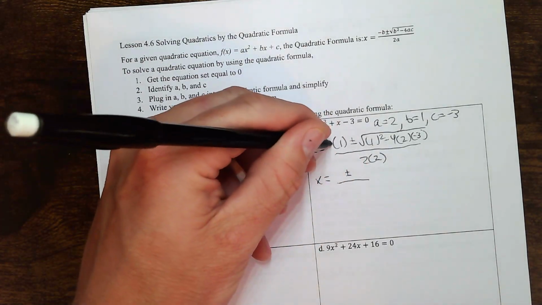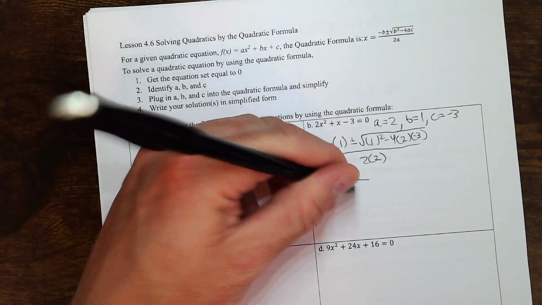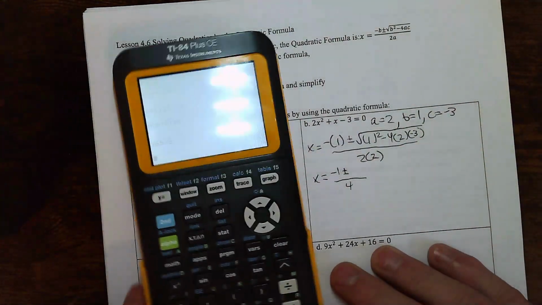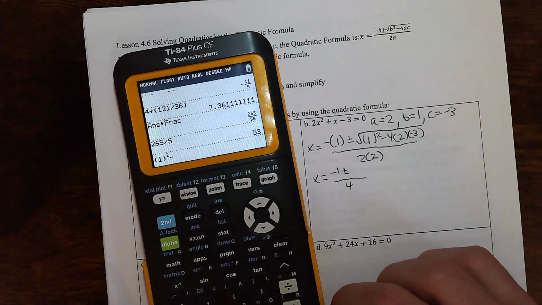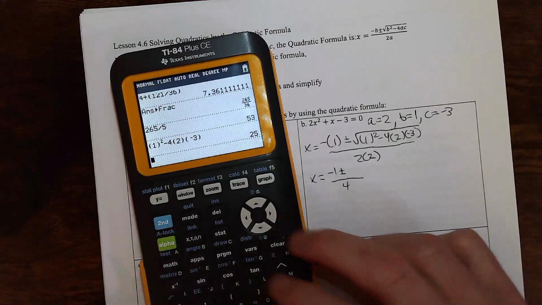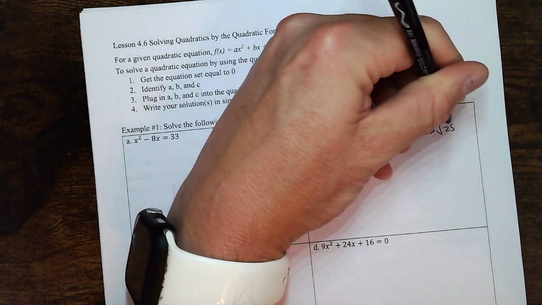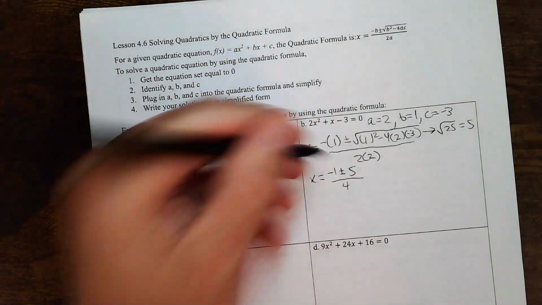All right, so now the next step is to simplify around the plus or minus sign. So what's negative times negative 1? Negative 1. What's 2 times 2? That's 4. And now I'm going to simplify what's underneath the square root. Now we call this the discriminant. So 1 squared minus 4 times 2 times negative 3, that's 25. What's the square root of 25? That's 5. So that was a perfect square.